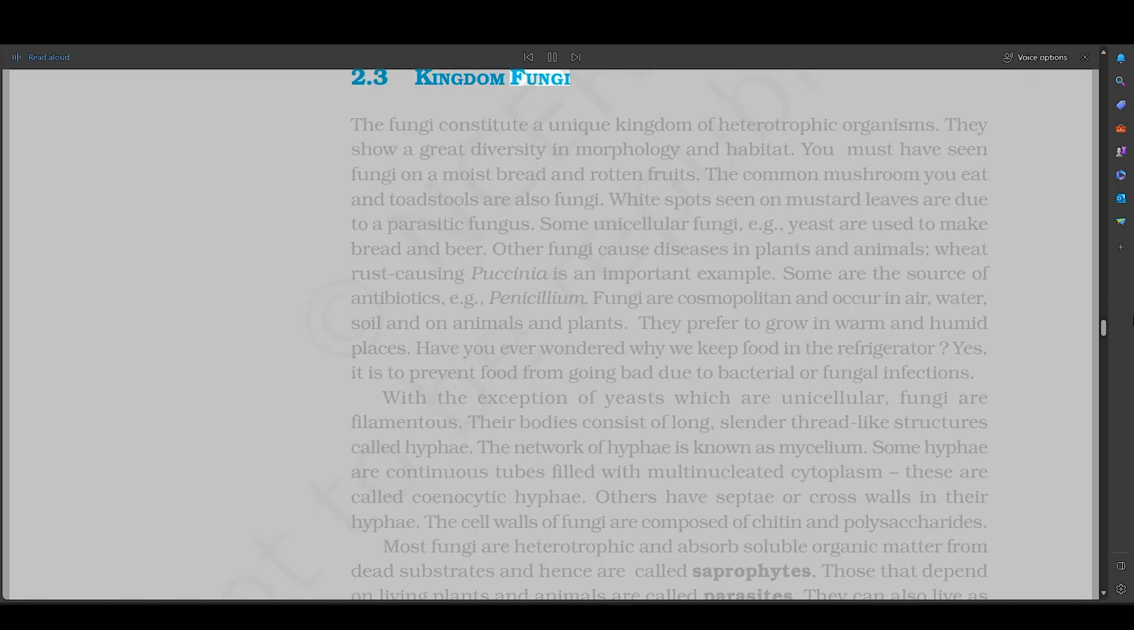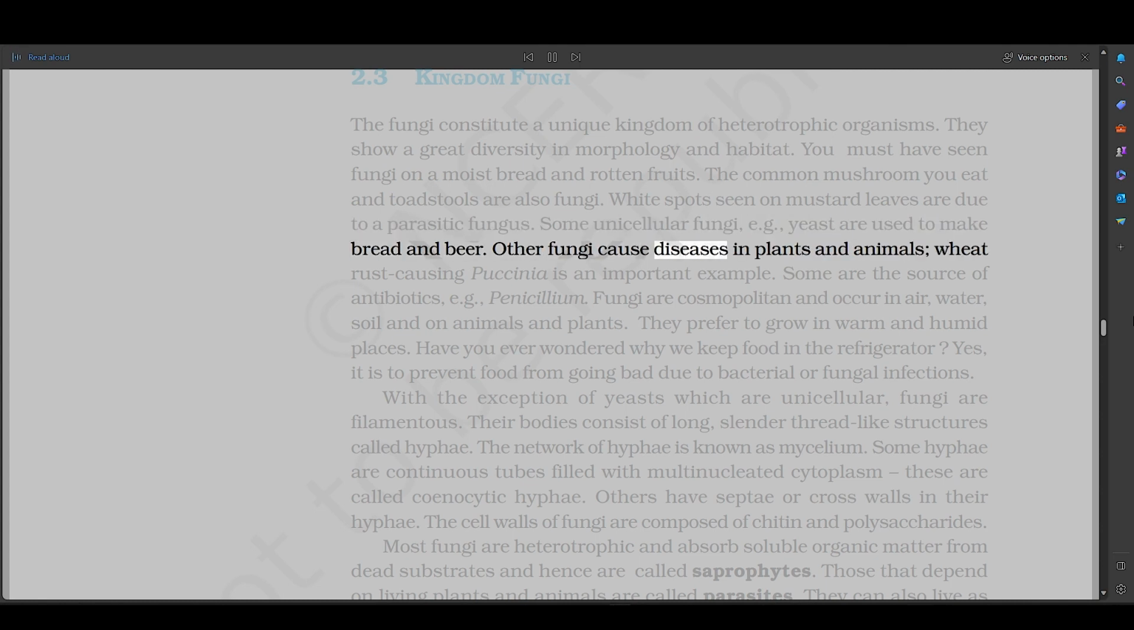2.3 Kingdom Fungi. The fungi constitute a unique kingdom of heterotrophic organisms. They show a great diversity in morphology and habitat. You must have seen fungi on moist bread and rotten fruits. The common mushroom you eat and toadstools are also fungi. White spots seen on mustard leaves are due to a parasitic fungus. Some unicellular fungi, e.g., yeast, are used to make bread and beer.